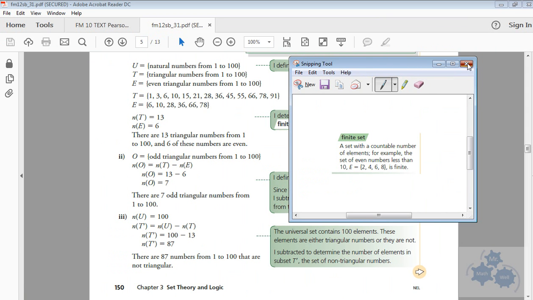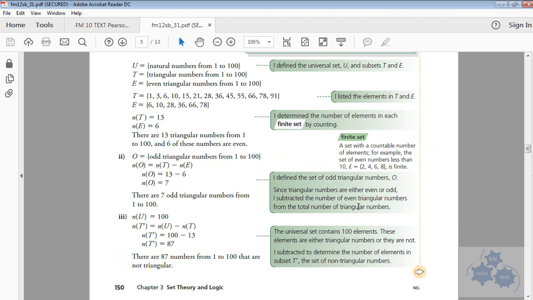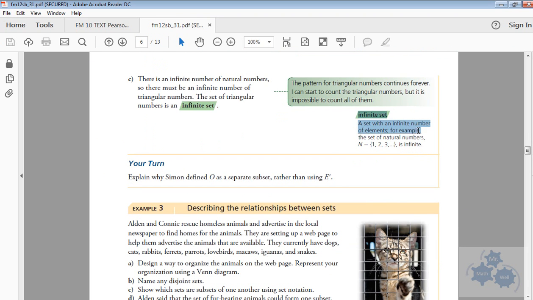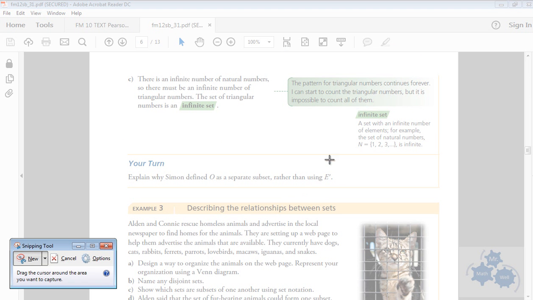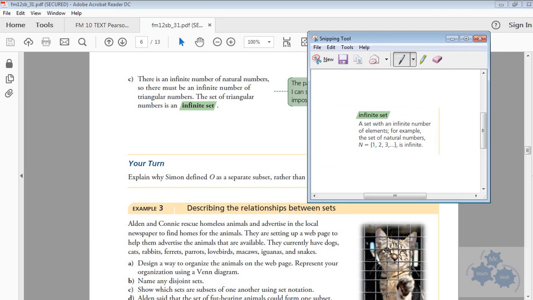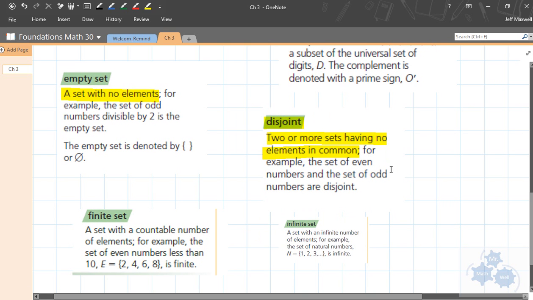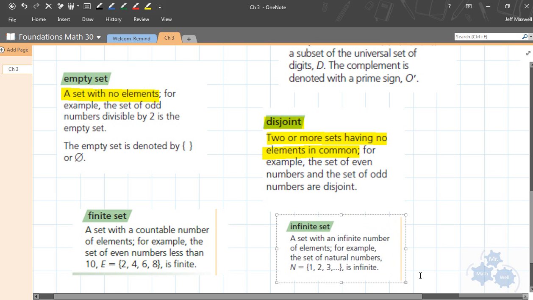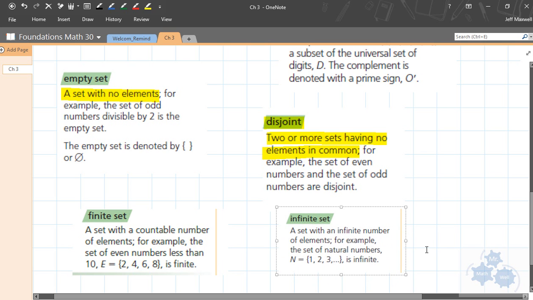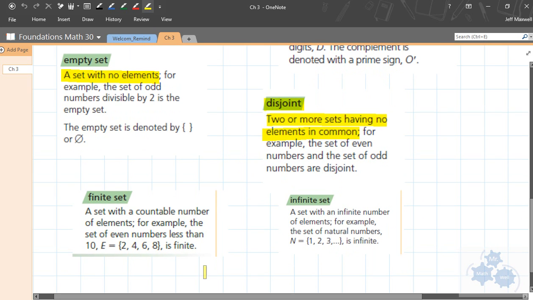The infinite set is, of course, the opposite of finite, and it means a set with an infinite number of elements. So we don't work a whole lot with infinite sets, but at times we do, and that's what we mean. If we're talking about the natural numbers or the whole numbers or the integers, those are infinite sets, because remember those little dots there, right? That means the pattern continues on indefinitely or forever or infinitely. So that's just a little difference between finite and infinite sets.